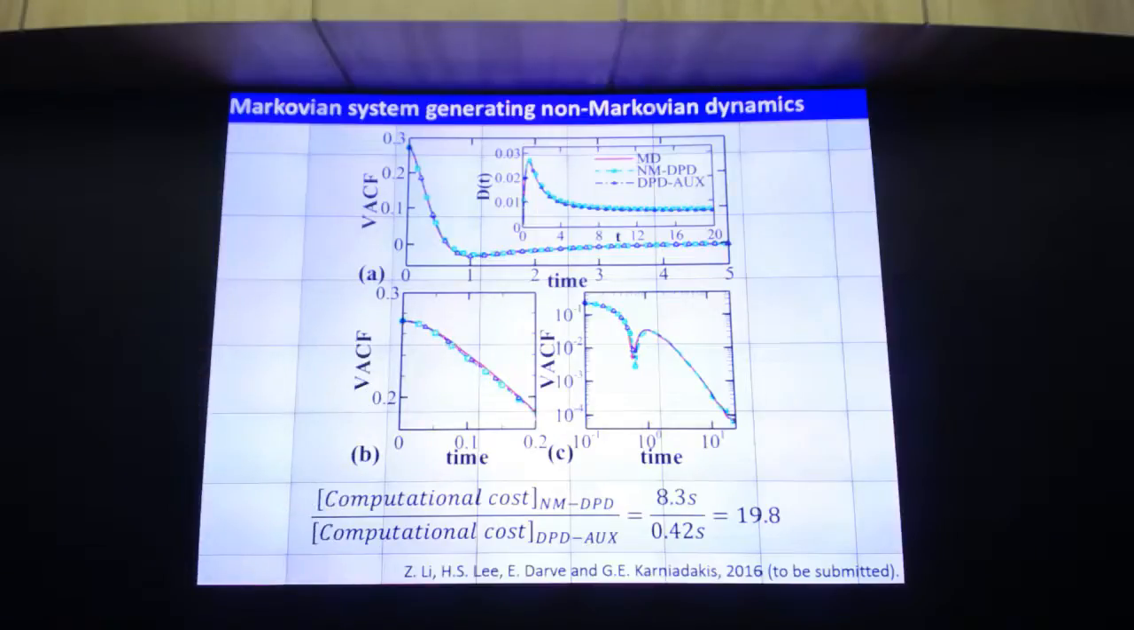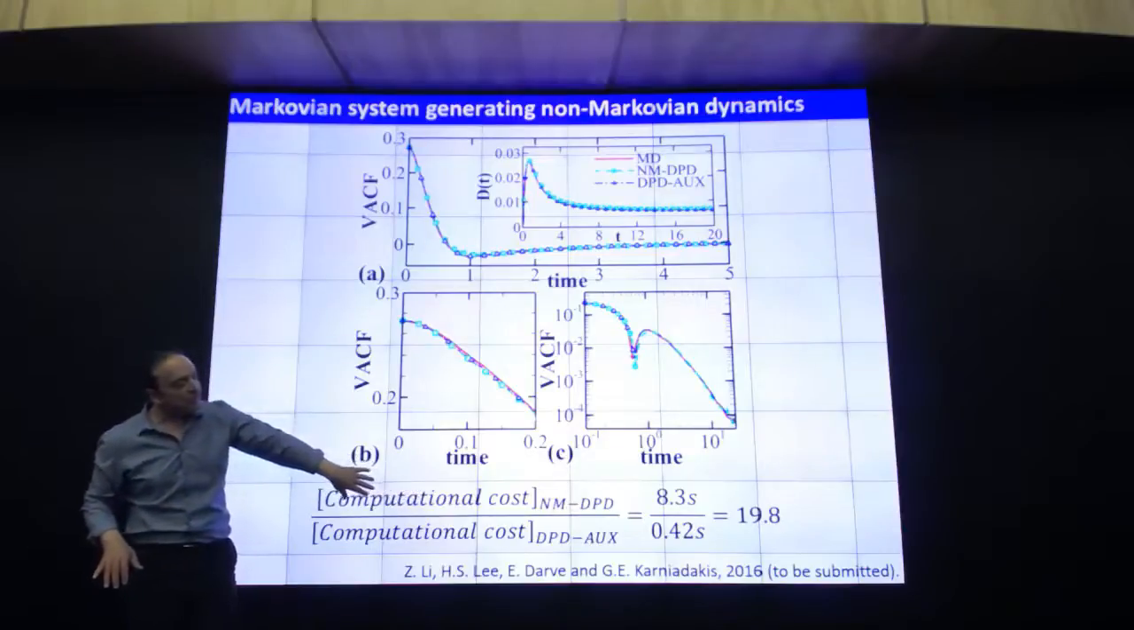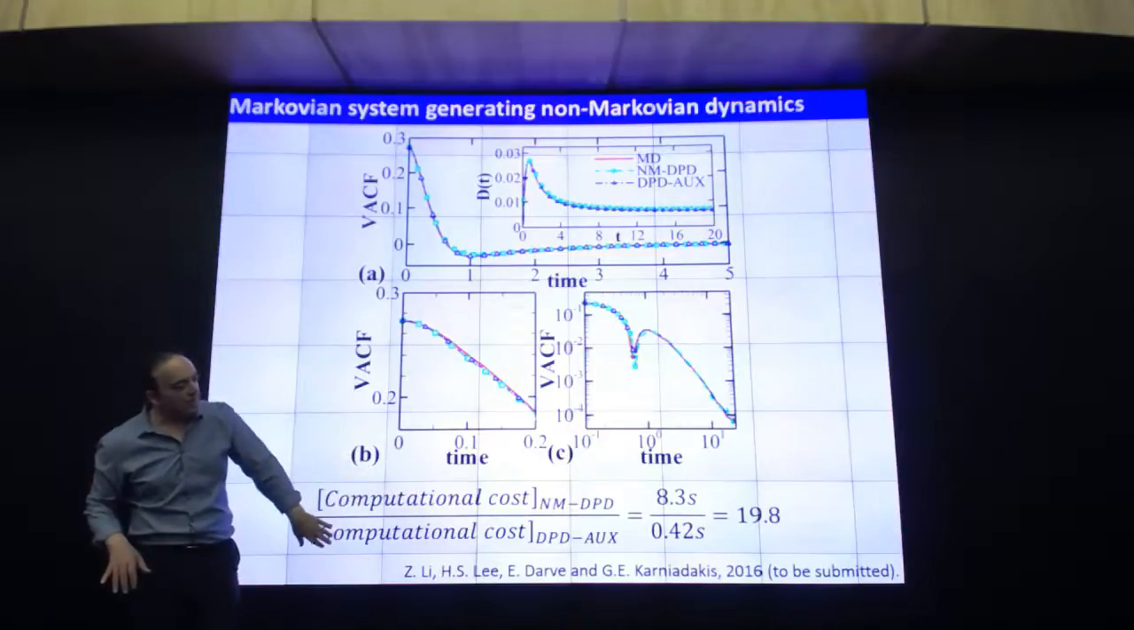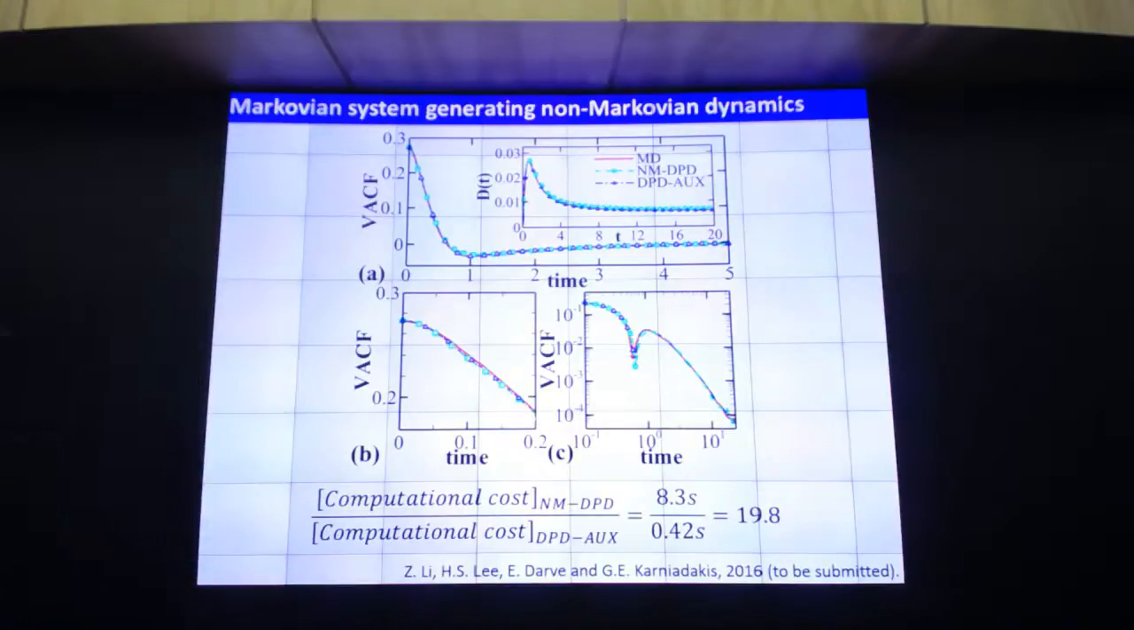But if you compare the cost, it turns out that the cost using the auxiliary system is about 20 times faster. Now, that doesn't mean that it's cheap. It probably means that it's cheaper, by 20 times. It means exactly 20 times cheaper than the other approach.